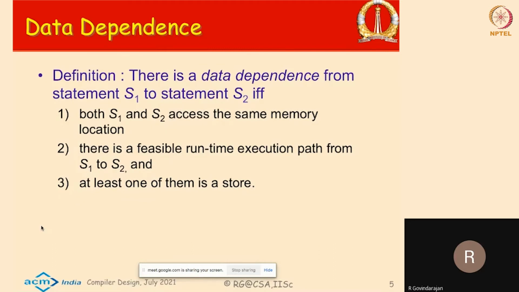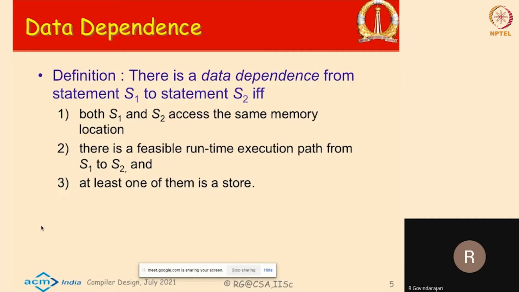Let's just start off with the simple definition of data dependence again. Here we will say that there is a dependence from statement S1 to statement S2 if both S1 and S2 access the same memory location, and if there is a feasible execution path from S1 to S2. But at least one of them must be a store in order for this to be a meaningful dependence. That is, one of them must be a write, and the other can be a read or a write. This is pretty much the same definition that we saw for scalar variables.